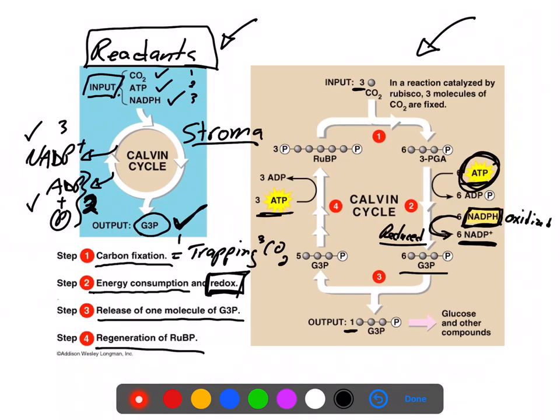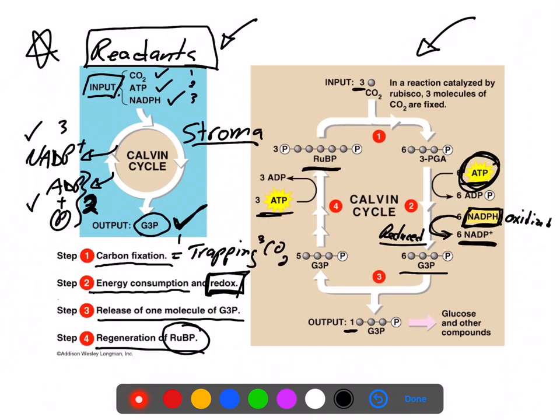And then there is also a release of G3P. And the Calvin cycle is a cycle, and that means that we regenerate something. We regenerate, in this case, a molecule called ribulose bisphosphate, or we can just call it RuBP. That's over here. It's a 5-carbon molecule. Okay. I would really invest my efforts here.